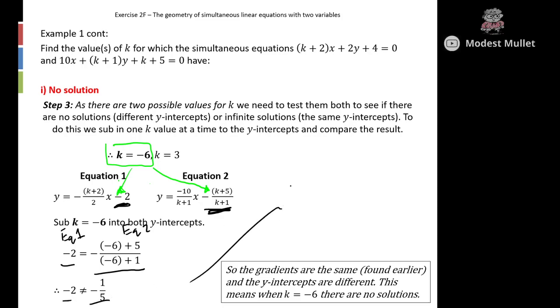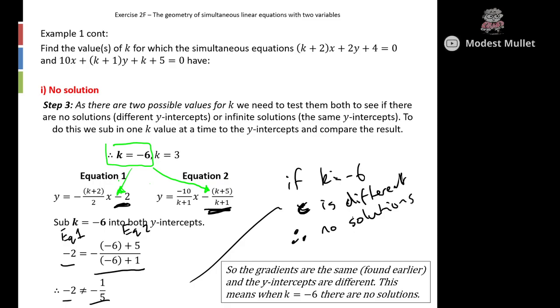So we can conclude if k equals -6, c is different, and if the gradient is the same but c is different, therefore there must be no solutions. And that satisfies what we were trying to find. We were trying to find the k value that results in them having the same gradient yet different intercepts, which therefore means no solutions.